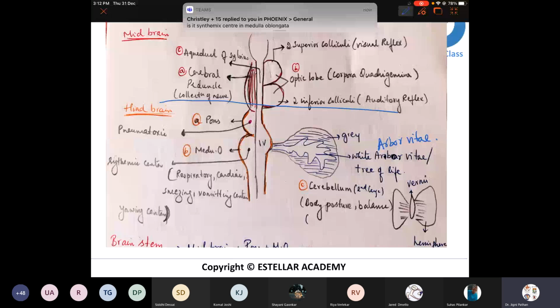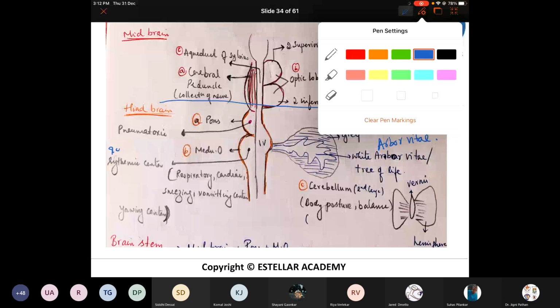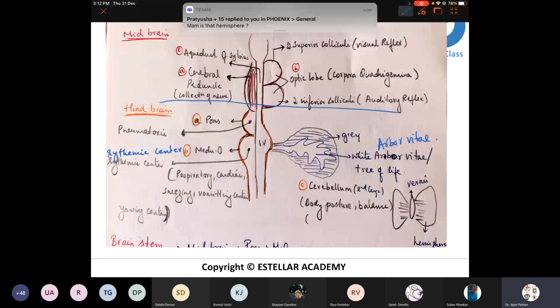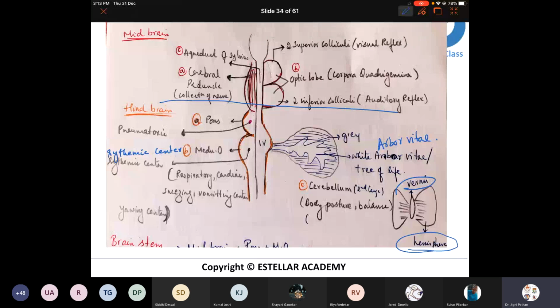Rhythmic. R. Let me write it down for you guys. Which one is hemisphere? Yeah, hemisphere. Down is hemisphere. This is a vermis. Then pons, medulla oblongata, arborvitae.